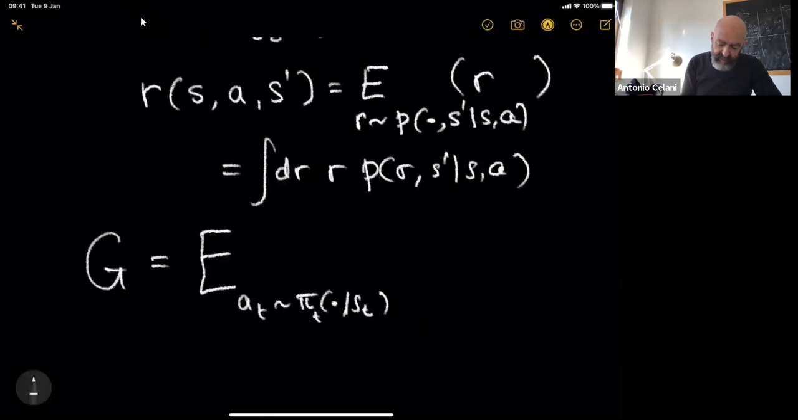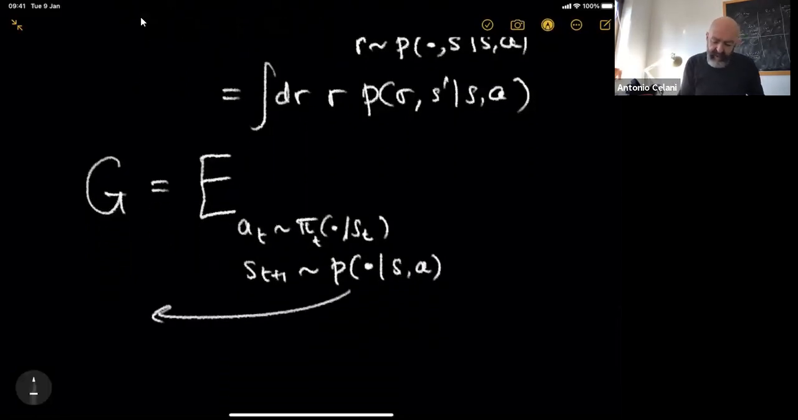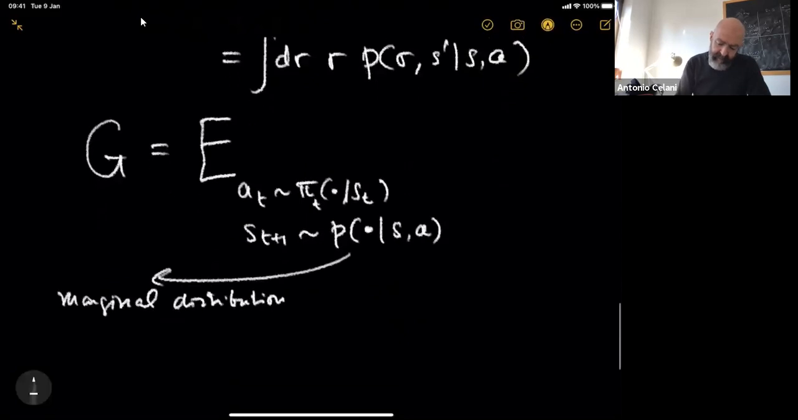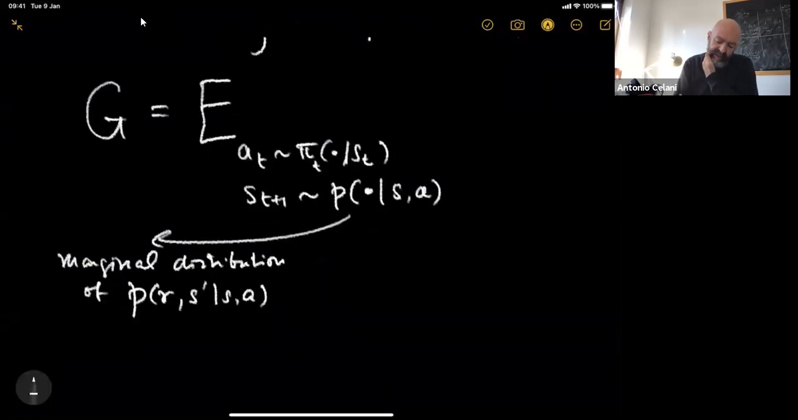And we pick our states according to P. Again, I'm slightly abusive in the notation, but this object here is just the marginal distribution of P(R, S', S, A). I should give it another name, another symbol, but let's not make it too heavy.